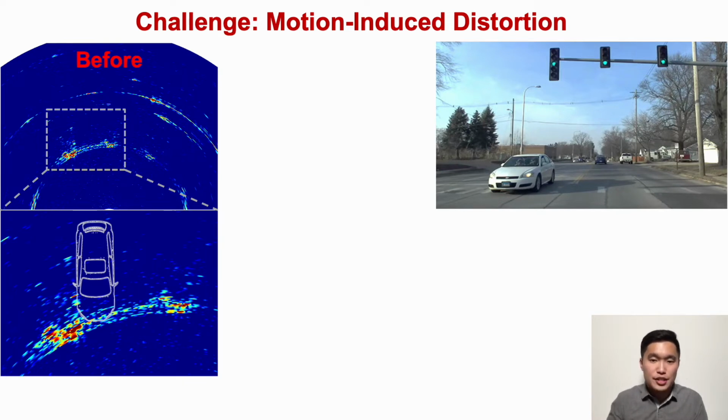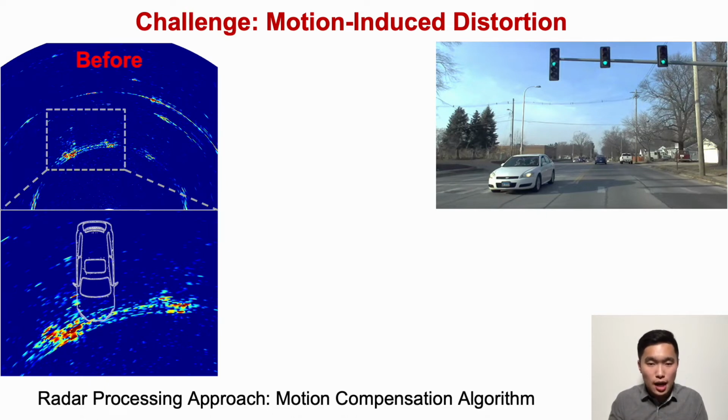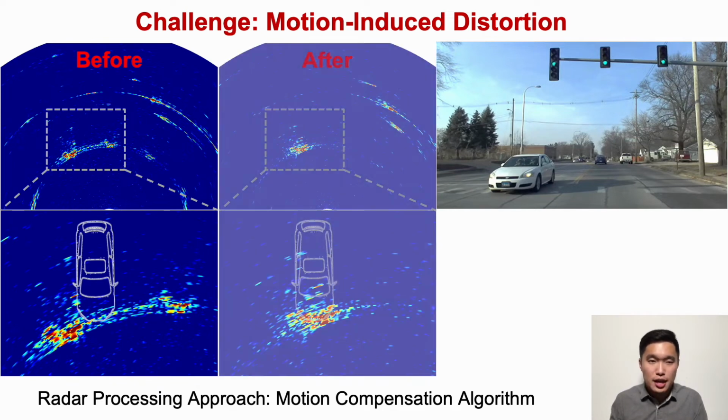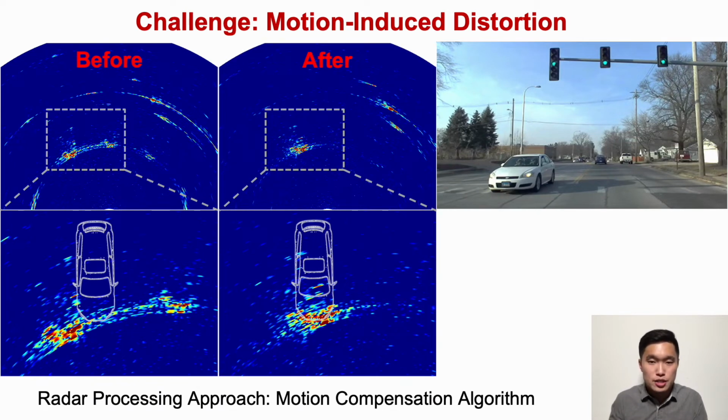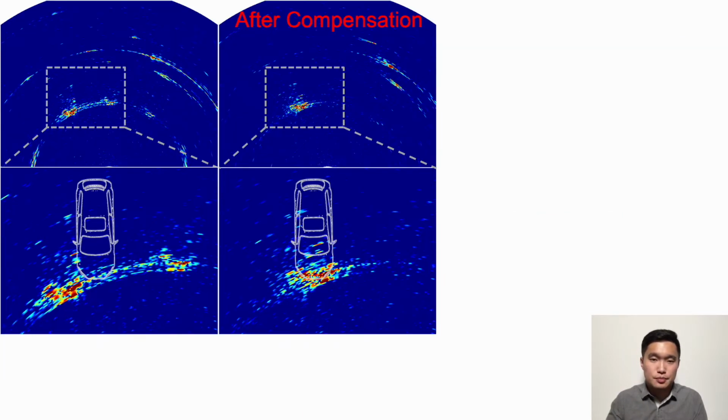We overcome this challenge through a hybrid radar processing and deep learning approach. On the radar processing front, we designed a motion compensation pre-processing algorithm, which estimates and compensates for the motions in the scene during the transmit time interval. Although the motion compensation algorithm can alleviate the distortions to some extent, it's not perfect.